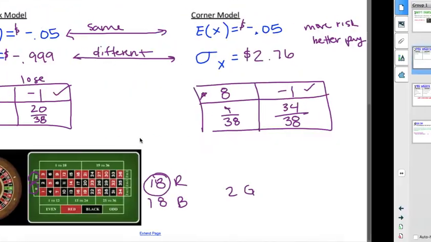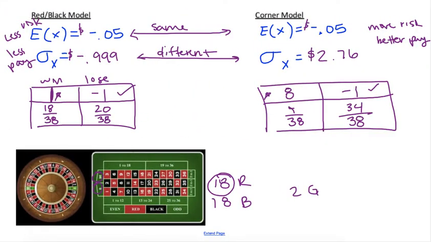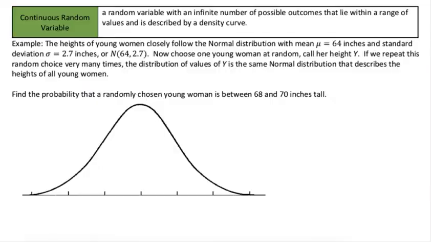All right, so as we keep looking here, we're going to introduce our continuous random variable, and this is a random variable with an infinite number of possible outcomes that lie within a range of values and is described by a density curve.